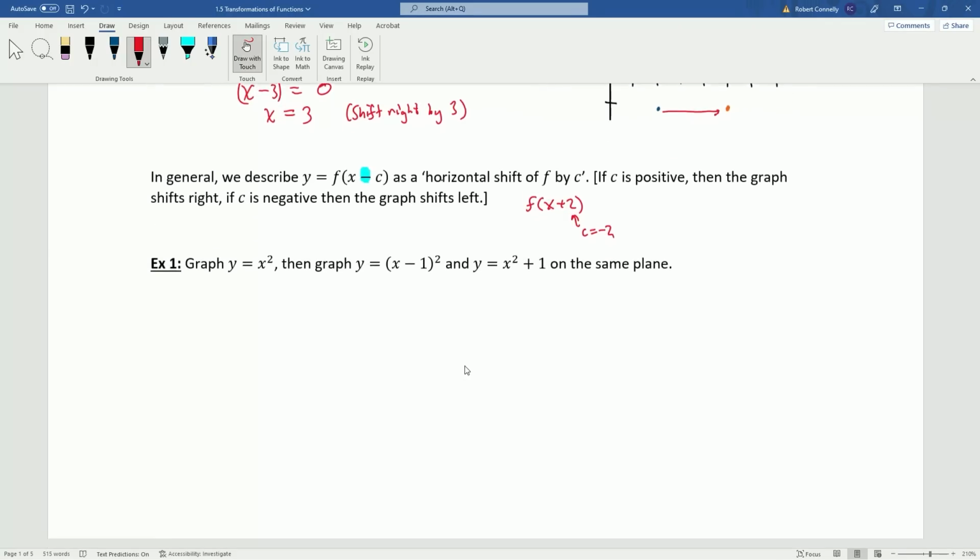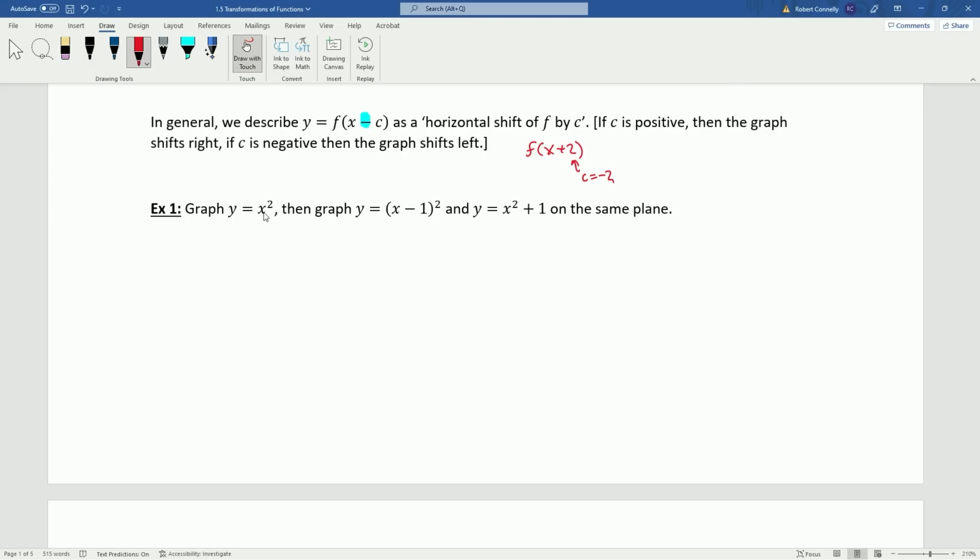Okay, so let's take a look at an example here. We're going to graph y equals x squared. Then we're going to graph y equals (x minus 1) squared and y equals x squared plus 1 on the same plane. So first, let's graph y equals x squared. This is a nice basic graph. We've looked at this a few times already. I'm just going to color code which graph is which by underlining it with the color.